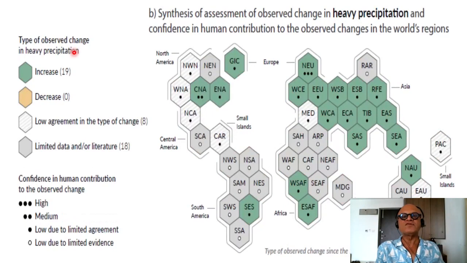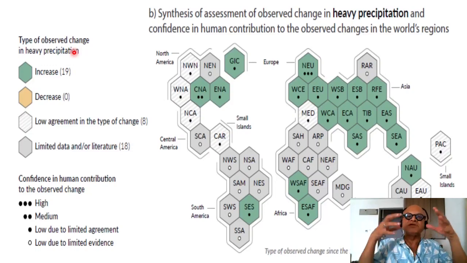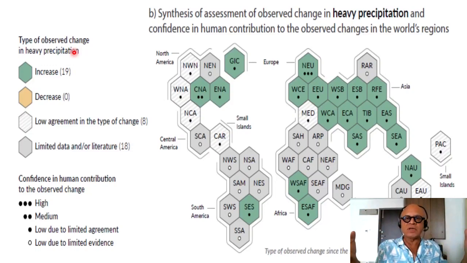If we then move to synthesis of the assessment of observed change in heavy precipitation, we've already talked about how difficult it is for models to do precipitation and how often it is difficult to get precipitation data to the same extent as temperature data, especially because precipitation tends to be very local and models do temperature very well, whereas they have a harder time doing precipitation as well.